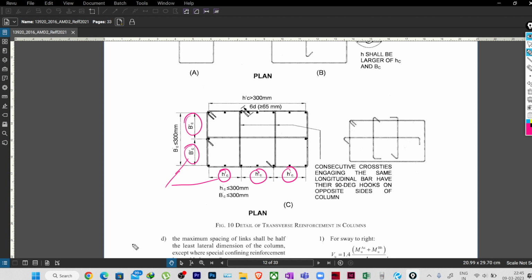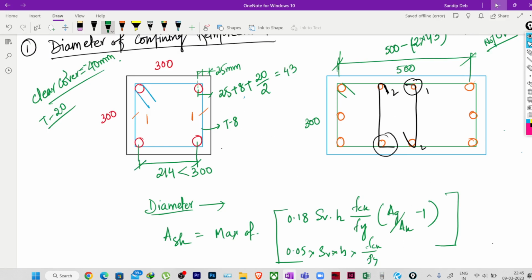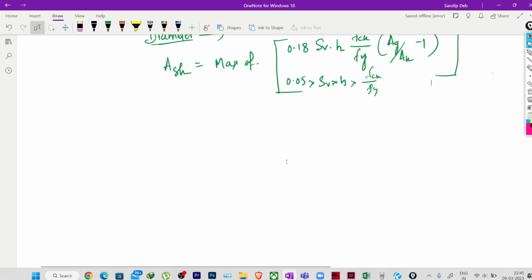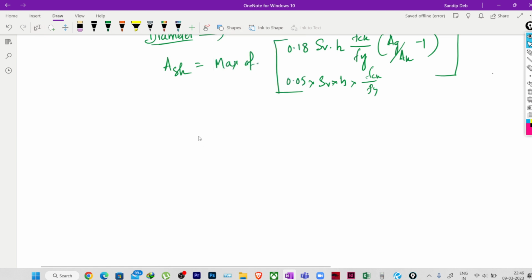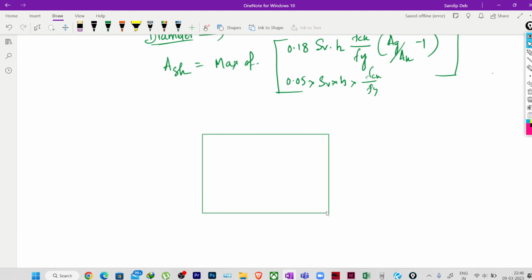If I take an example to explain actually, and what is this core area? That I will also explain while taking the example. Suppose we have a column. Okay. So we have a column, then we'll be providing stirrup.